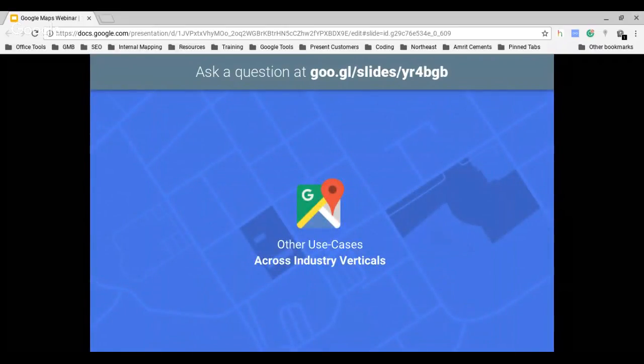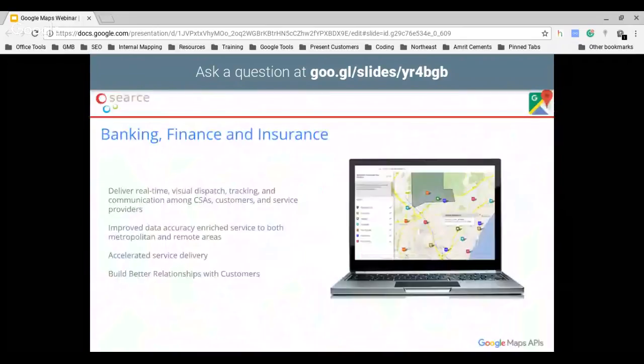And finally, I would also like to tell you guys that Google Maps can be leveraged in any industry, right? So I'll just quickly run through these slides where I try to explain what are the industries and how people are using it.